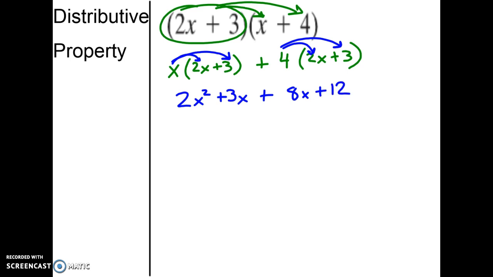Then finally, with this, we have like terms in the middle here. We have a 3x and an 8x. So we would combine those together to get a final simplified answer of 2x squared plus 11x plus 12.